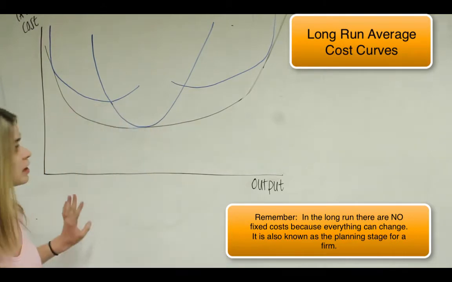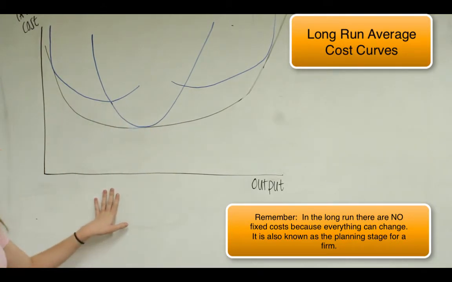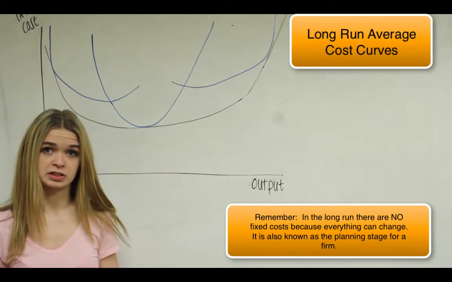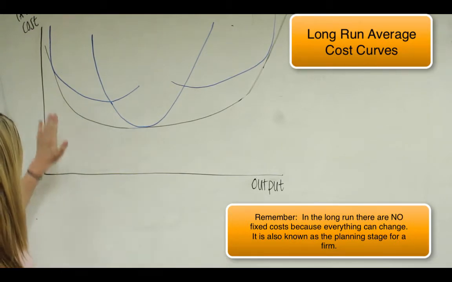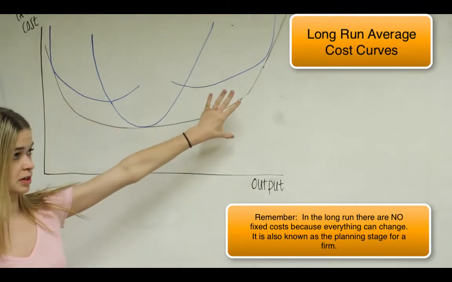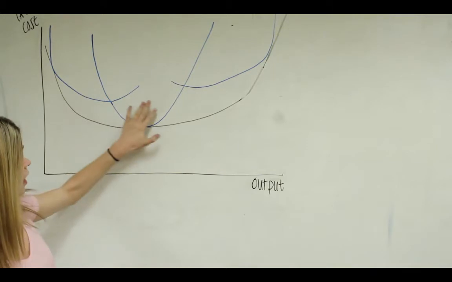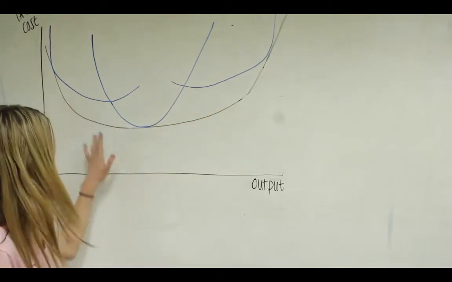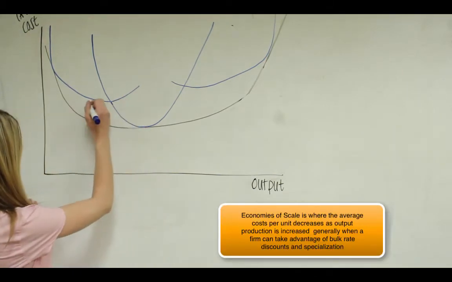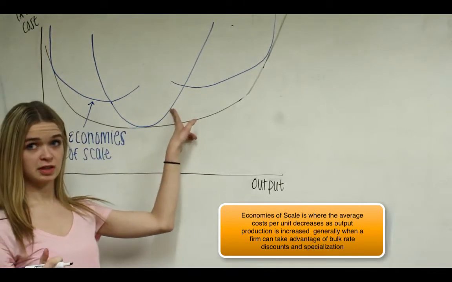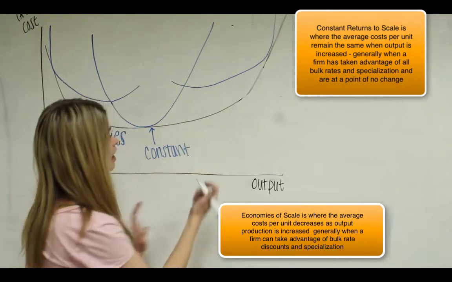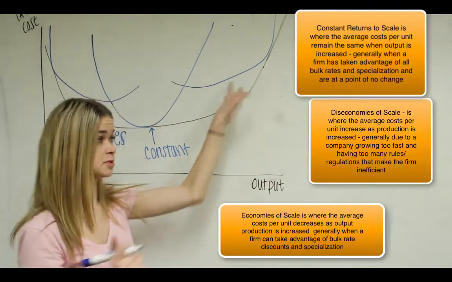So today we're working with long-run average total cost and different kinds of economies, and how different firms operate under different conditions. So we have this black line right here, which represents the long-run average total cost curve. And each of these blue lines represents a different economy of scale. This first one is called economies of scale. This middle one is constant returns to scale. And this last one is what we call diseconomies of scale.